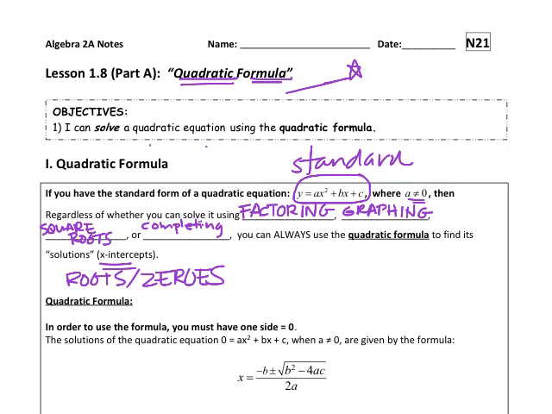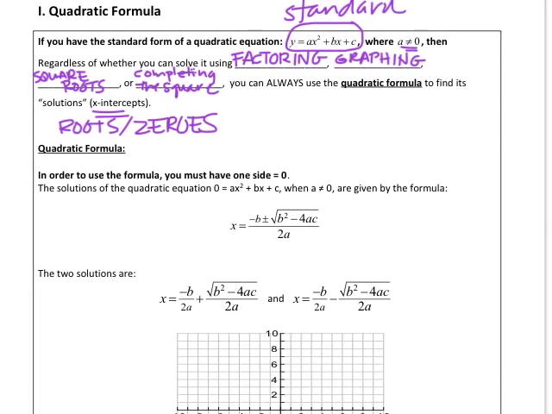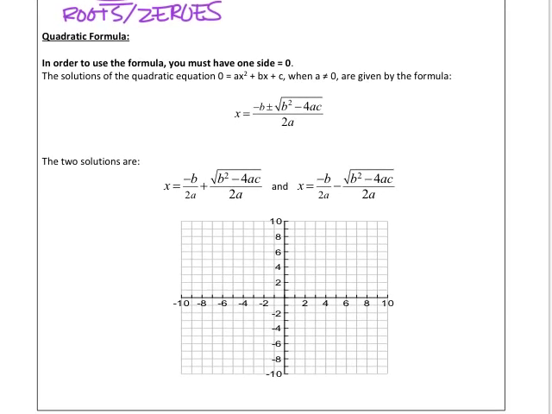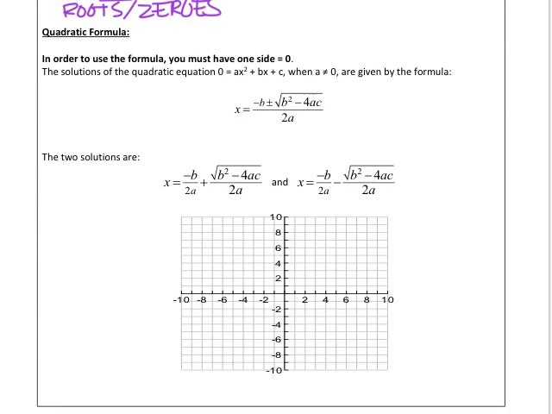Okay, so regardless of whether you can solve it using factoring, graphing, square roots, or completing the square, you can always, always, always use the quadratic formula to find the solutions of an equation. And remember, solutions can also be called roots or zeros. So let's take a look at what the quadratic formula has to offer us. All right, in order to use the formula, you must have one side equal to 0. Okay, so you'll have to check and see if your quadratic equation is set equal to 0, and if not, then you need to do the manipulation of the equation in order to get it that way.